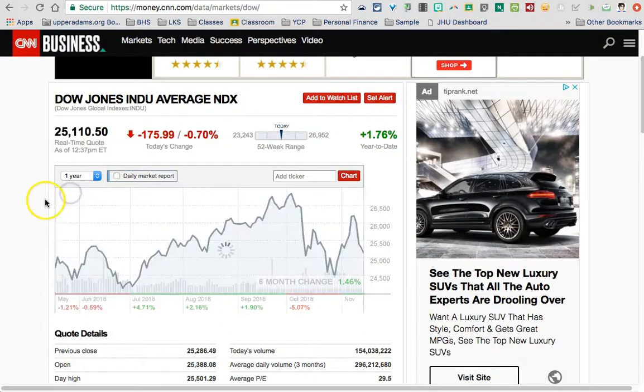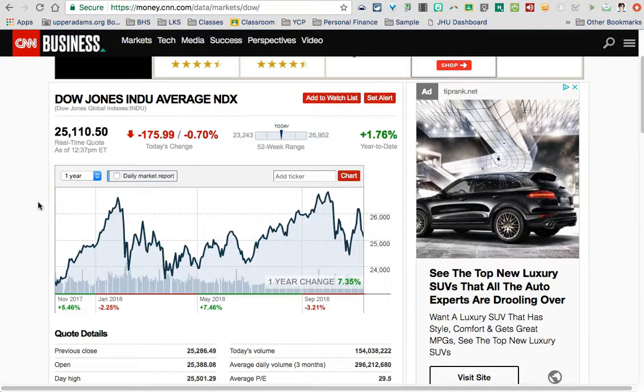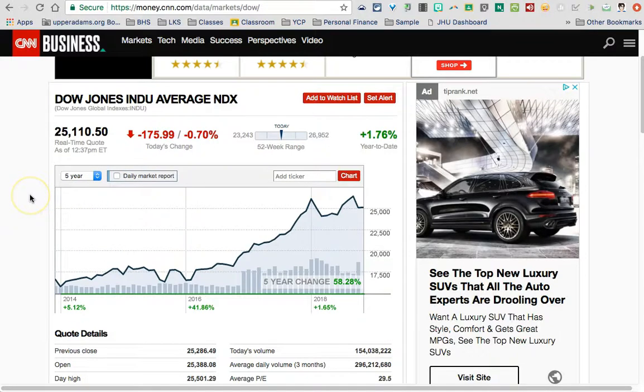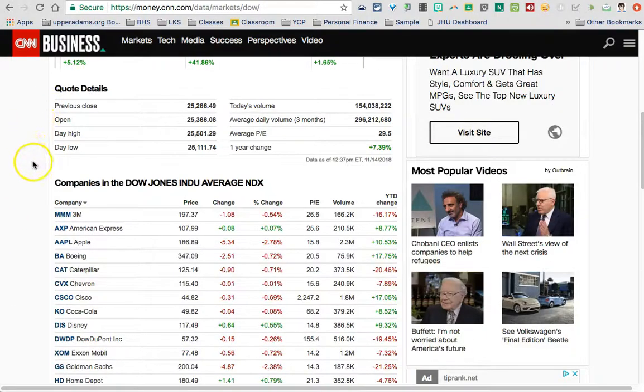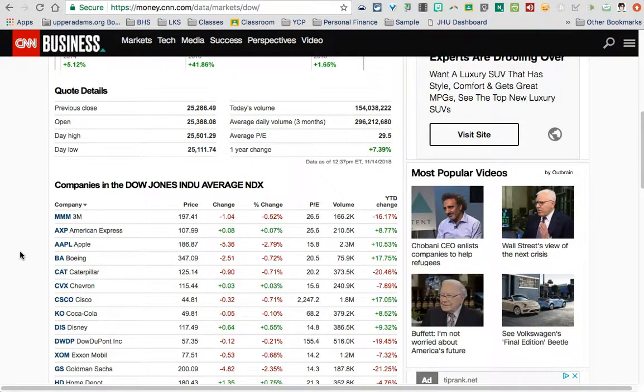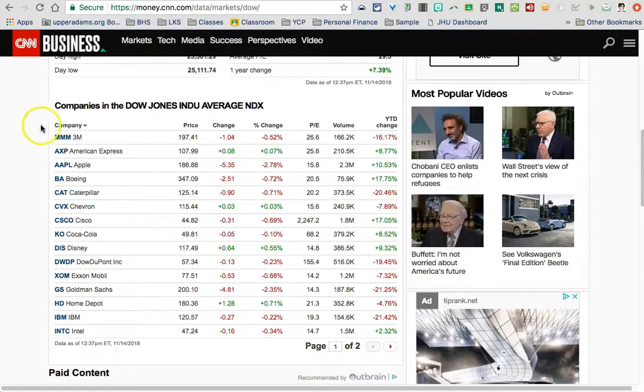I can look at the last year. Again, is this a bull or a bear trend? And I can look at, I'll just say, the last 5 years. What was the trend? Was this a bull or a bear trend? Now, if you scroll down, you get some quote ideas. Because we're looking at just the Dow Jones Industrial Average, there are individual company stocks that are being sold here. So I could look at any one of them to see how they're doing.